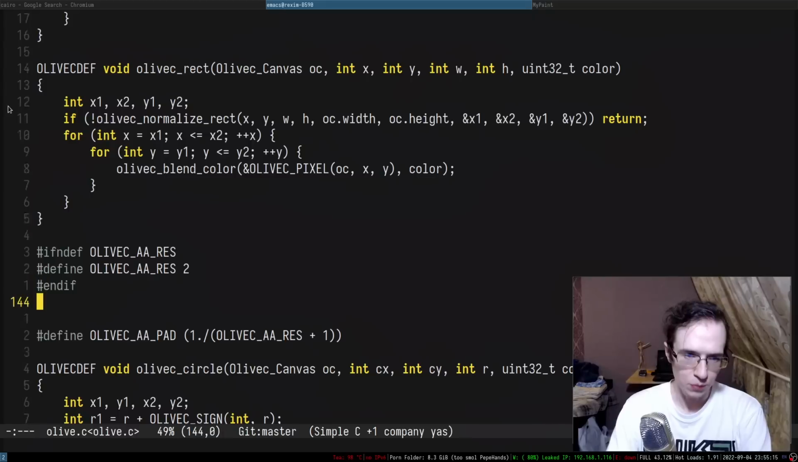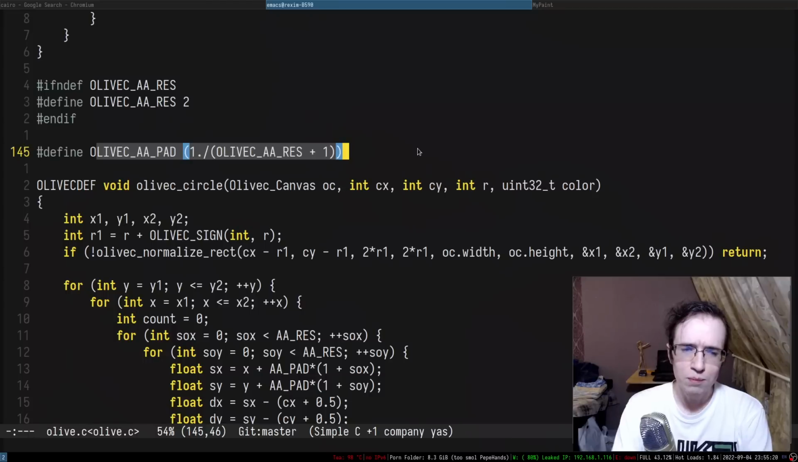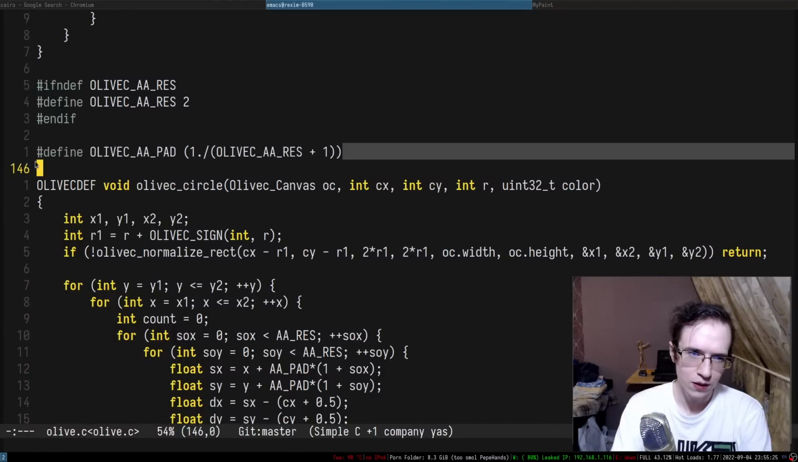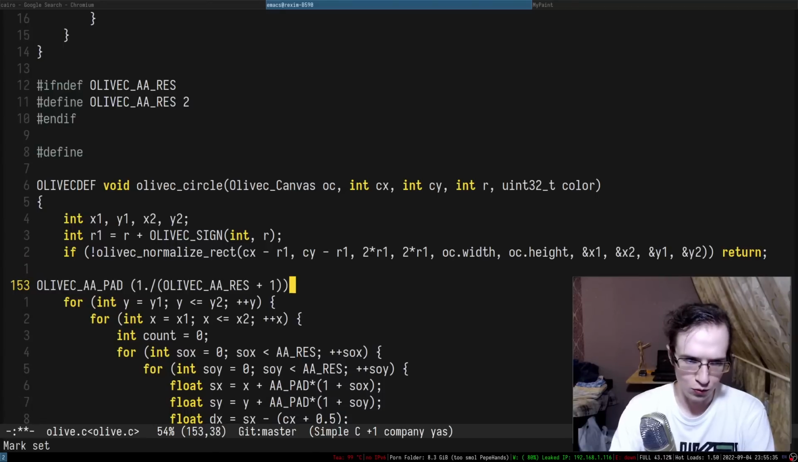So yeah, I think it's a pretty good way to customize this thing. What do you guys think? So this thing makes it also part of the public interface, but it actually should not be a part of the public interface. So I think I'm gonna go ahead and move this thing like that.